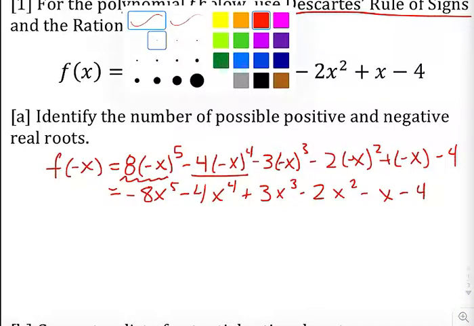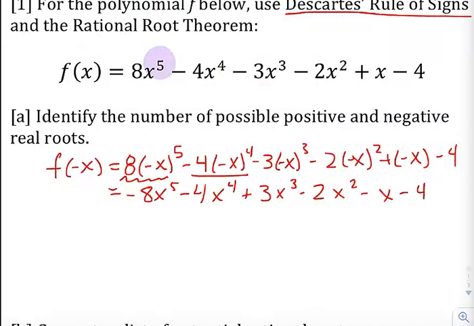Now to use Descartes' rule of signs, what we're going to have to do is look at the number of times a sign changes. So if we look at the f of x, the regular positive power one, that will inform us how many positive real roots we could have. And if we look at the sign jumps of the f of negative x, that will tell us the negative real roots that we could have.